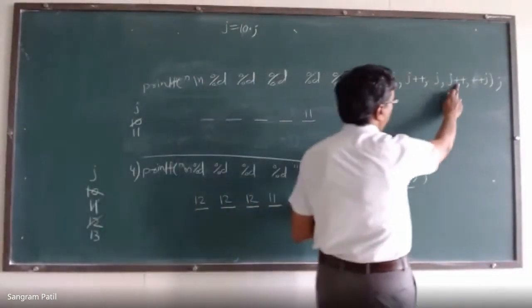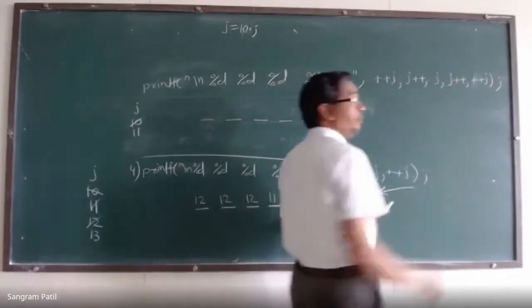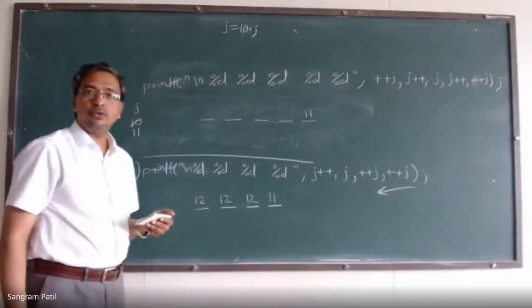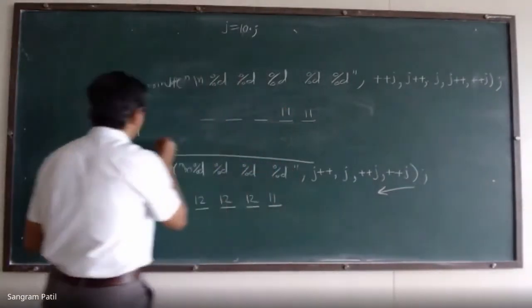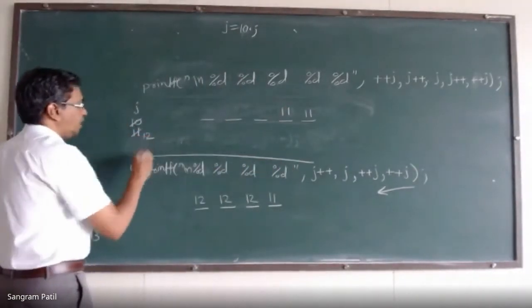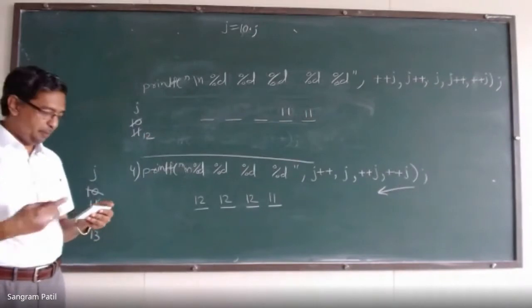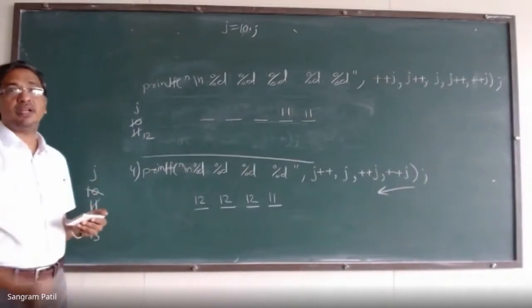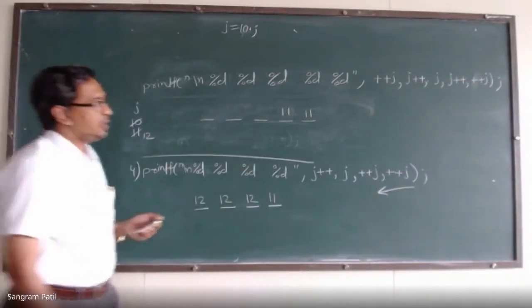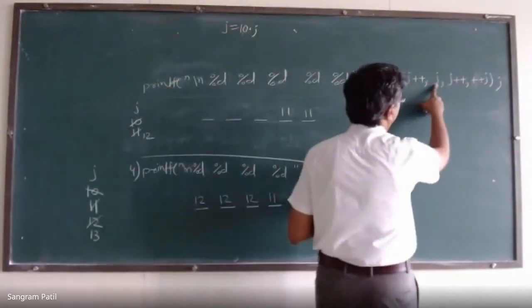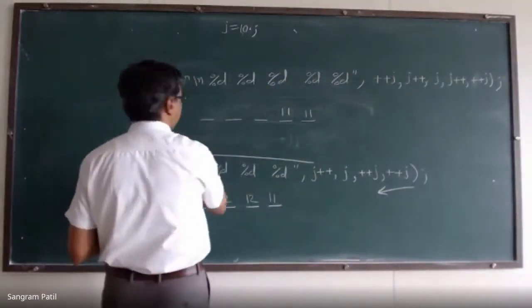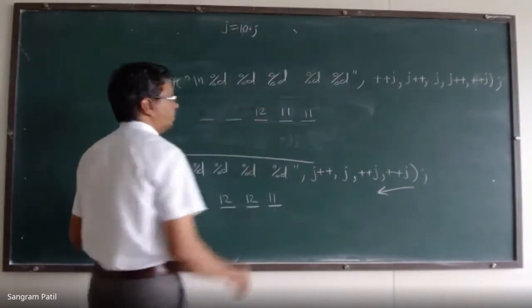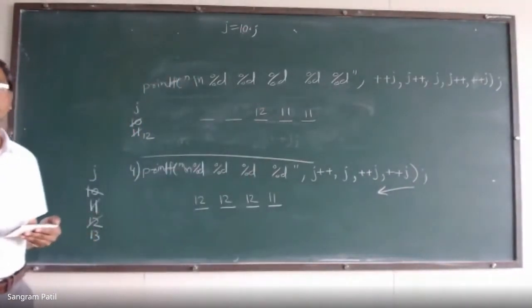Then previous is j plus plus. So j plus plus indicates print the value of j and then increment the value of j by 1. It prints the number and then it increments the number by 1, so this will become 12. Then it will come here, j. This will print the value of j only. So the value of j is 12, so this will print 12.